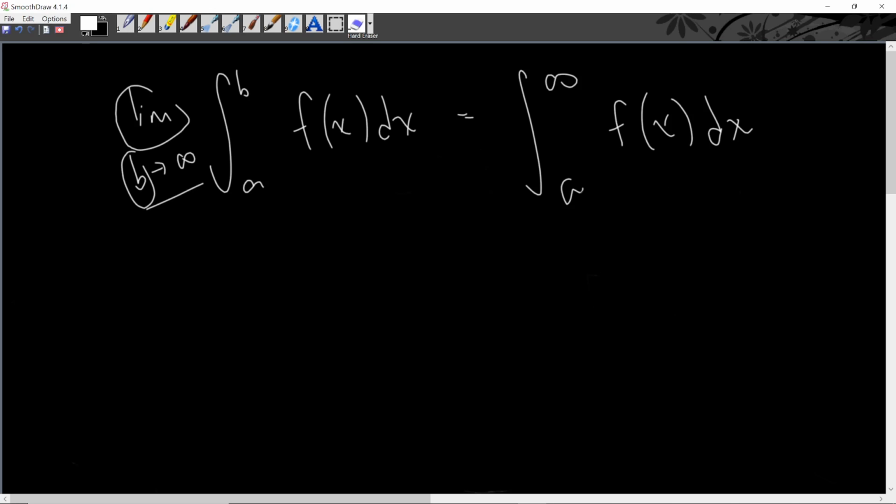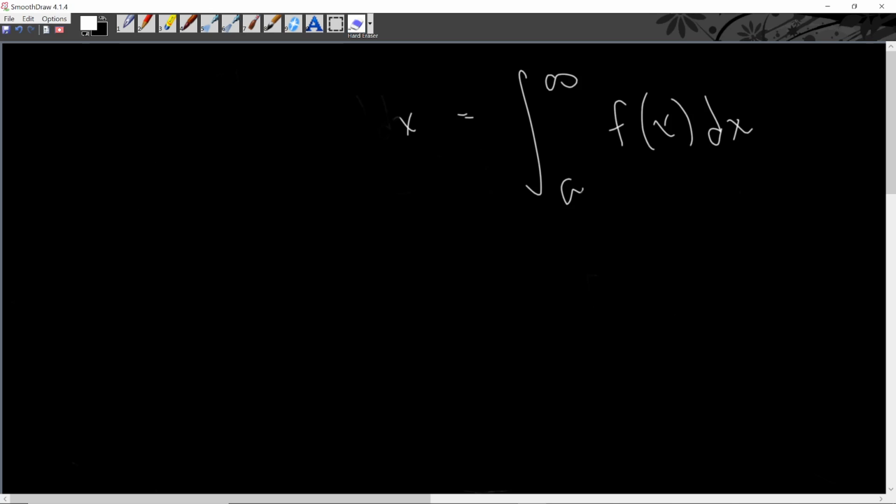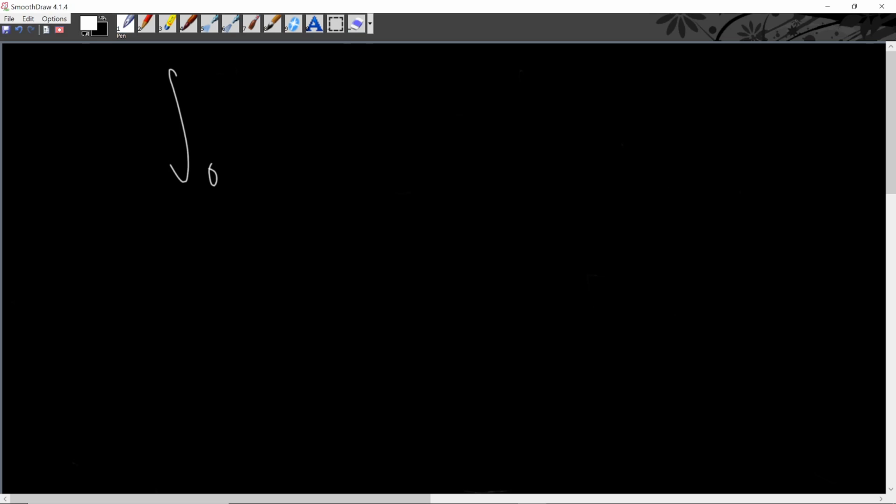Okay, what's another normal looking one? Yeah, okay. Let's do the integral from 0 to 1 of 1 over the square root of x dx. 0 to 1 of dx over root x.